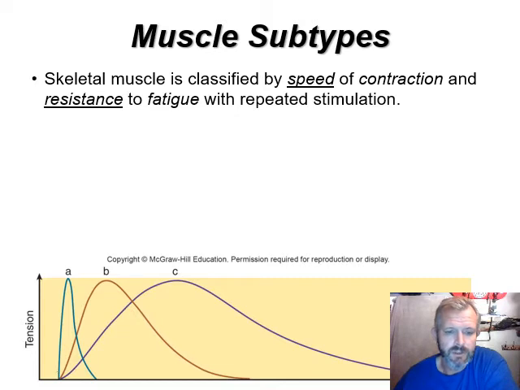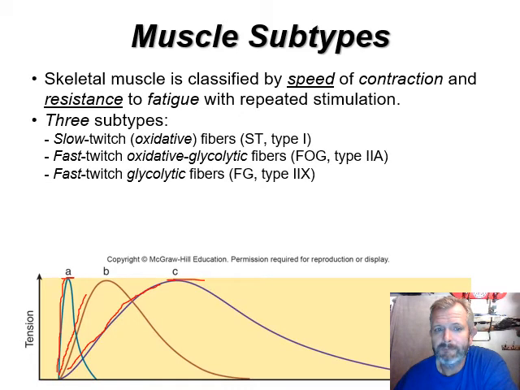Some muscles produce tension very quickly, some kind of in between, and some slower. So what do you think? A would be fast twitch, C, slow twitch. Okay, and so you'll see the three subtypes. A is these fast twitch glycolytic fibers.